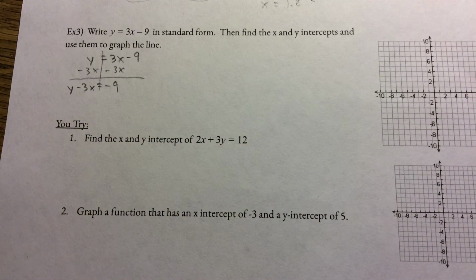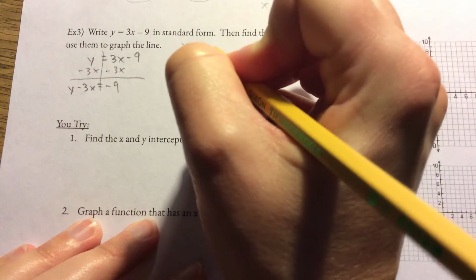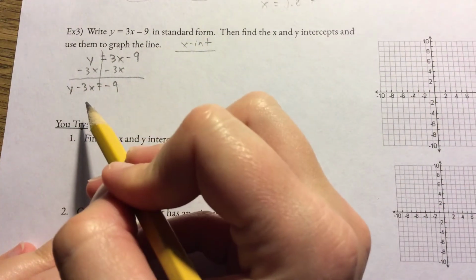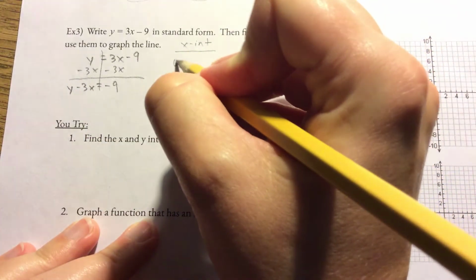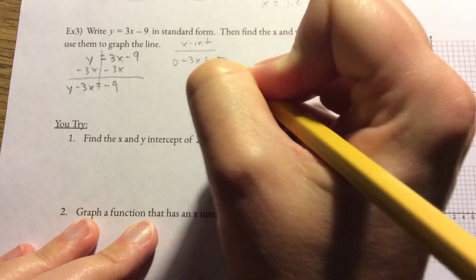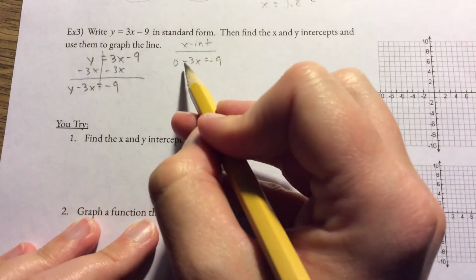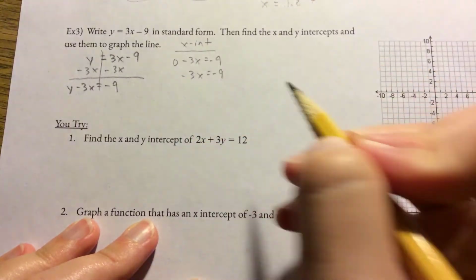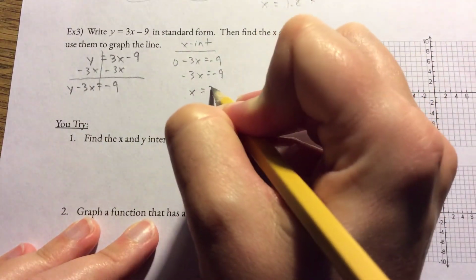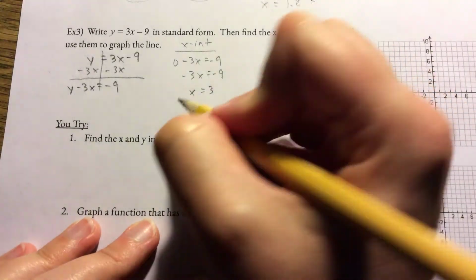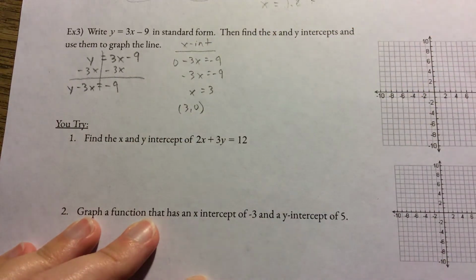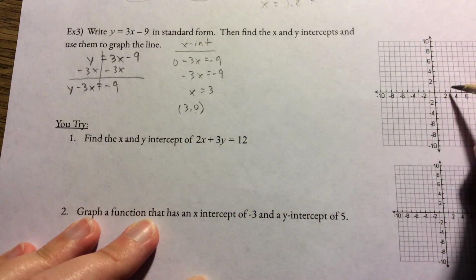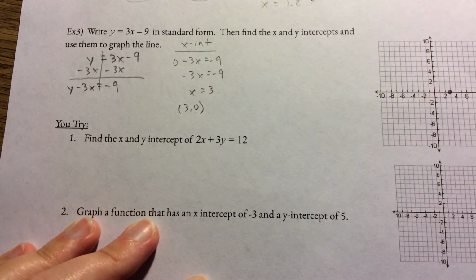So now I'm going to find my x and y intercepts. So the x-intercept is where y is equal to 0. So using this standard form format, I'm going to plug a 0 in for the y, and I'm going to solve. So 0 minus anything, that 0 doesn't do anything. I would divide both sides by -3, and I would get x equals 3. So my x-intercept is where x is 3 and y is 0. So on my graph over here, that's right here.